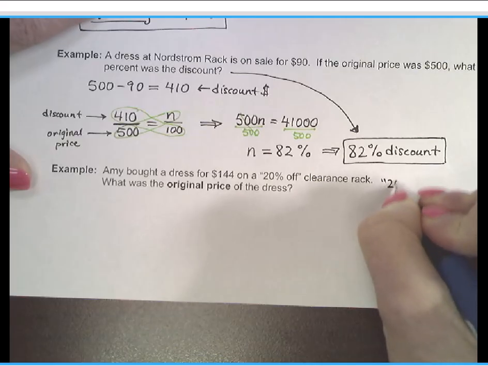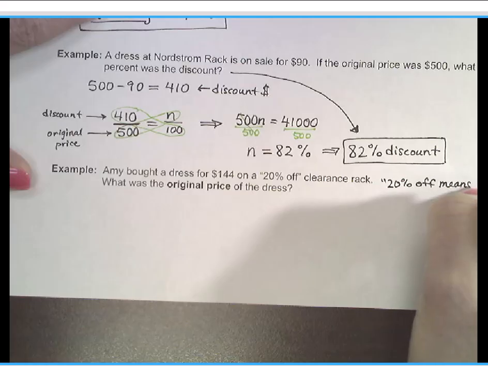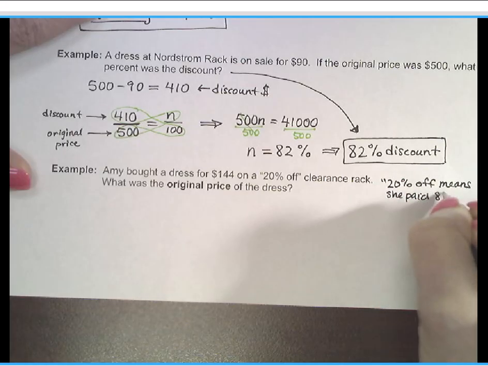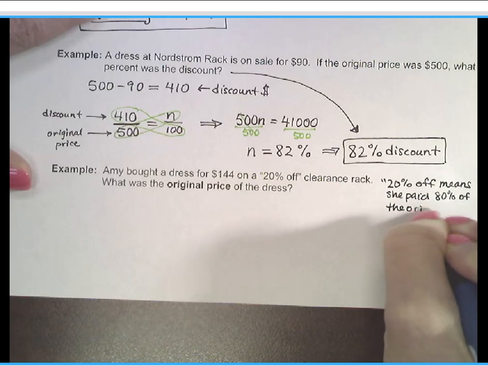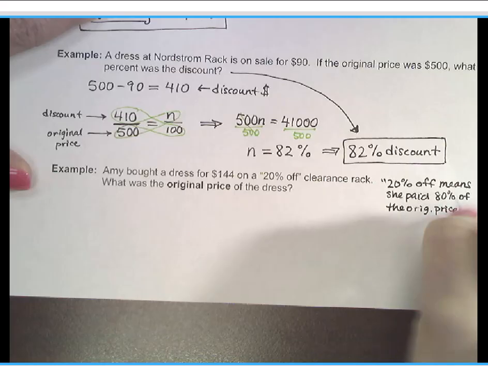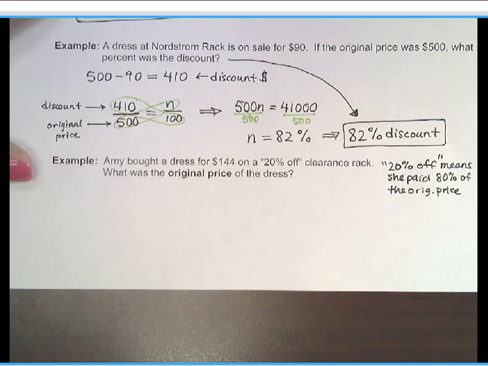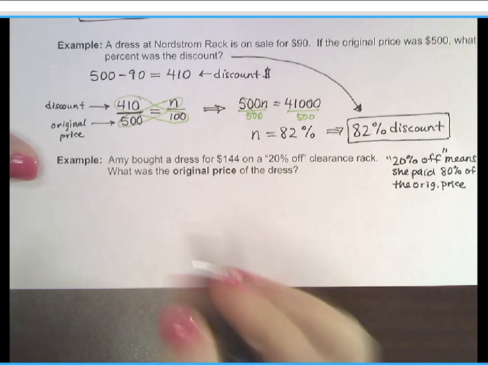20% off means she paid 80% of the original price. So 20% off, if they took 20% off the price, then she paid the other 80%. So it's an 80 that we're going to be looking at here.